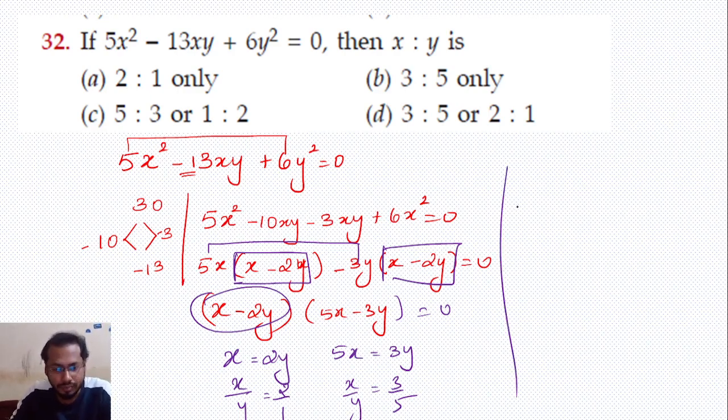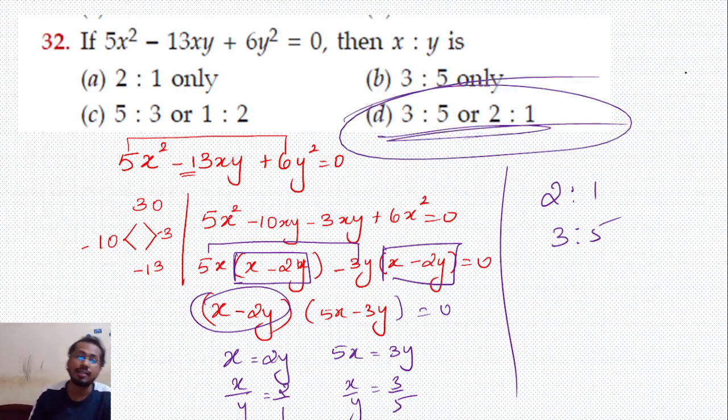Right? So 2 is to 1 or 3 is to 5. Option D is the right answer. Quadratic equation, guys. So do it a little bit slowly when you get this kind of question. But this is not a ratio question. Mostly they can ask this when you have quadratic equations in your syllabus.